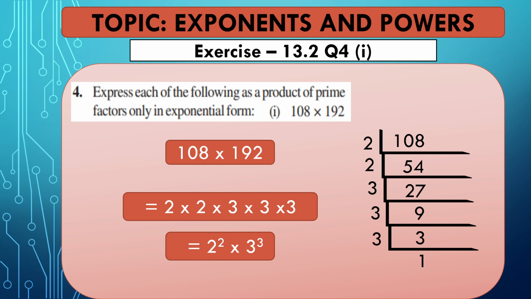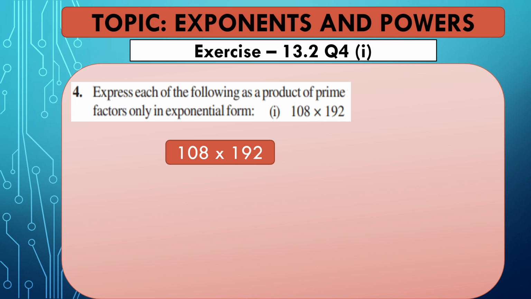Now write in exponential form. How many times is 2 multiplied? 2 times. So 2 to the power of 2, into, how many times is 3 multiplied? 3 times. So 3 to the power of 3. 2 to the power of 2 into 3 to the power of 3. In the same way we have to do the prime factorization of 192.